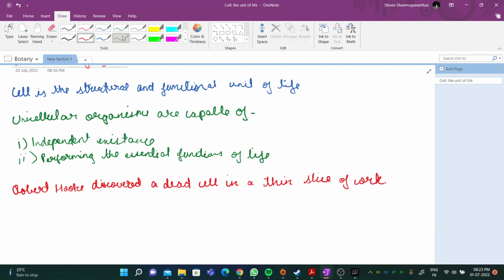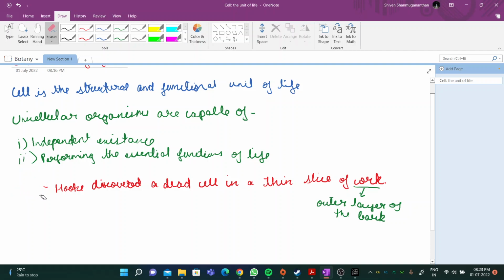Now, what is cork? Let me write that down here as well. Cork is the outer layer of the bark of the tree, that is. Fine. So we are done with Robert Hooke. Let me write Robert again. That didn't look as good.